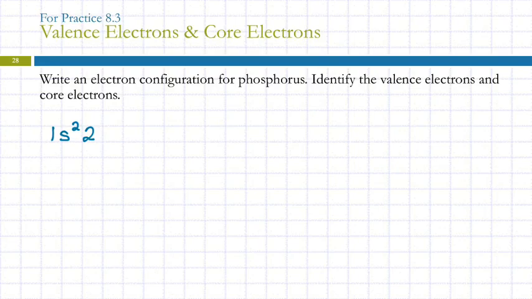On the second floor, we've got 2 rooms, an S room, and the S room can hold 2 electrons. And we've got a P room, 2p. And the P room can hold how many electrons? 6. So we've got 10 electrons accounted for. We need to get to 15. So we're going to go up to the 3rd floor of the hotel.